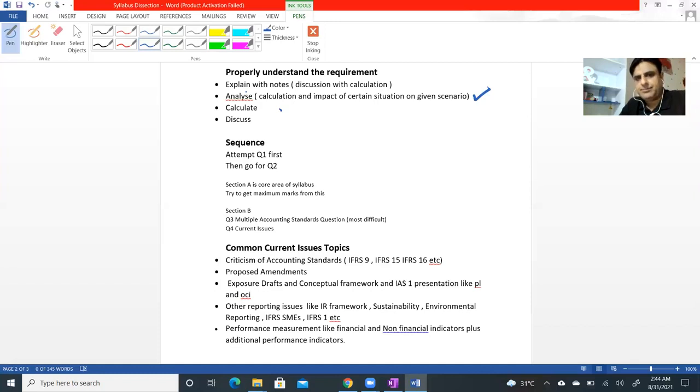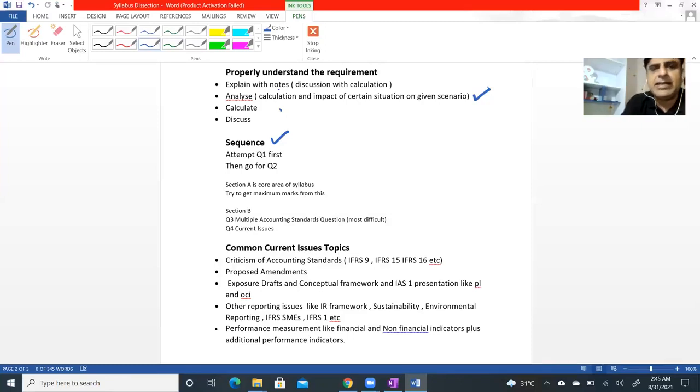Now, the next point is, students often ask me, sir, what should be the sequence of the questions? It should be question number 1 and question number 2 always, because this is section A and this is the core area of your syllabus. Question 1 is basically based on consolidation plus some accounting standard, and question 2 is based on some ethical and accounting standard issues. So my recommendation would be, do not break the sequence, just do section A completely and get the maximum marks out of this section, because this is the core area.